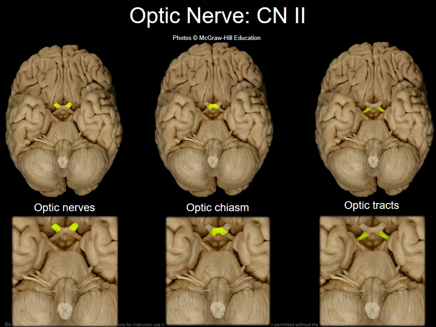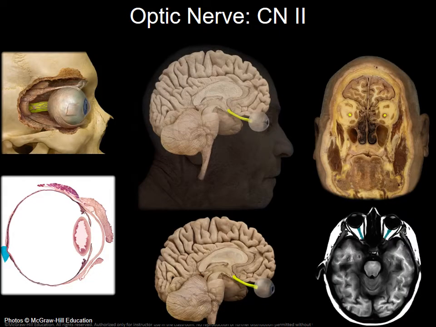Here we see a photograph again from the floor of the bottom of a cadaver brain. We see the optic nerve on each side entering the optic chiasma, which is the point where the X occurs, and then optic tracts continuing on to the brain. Another view of the optic nerve in various images.